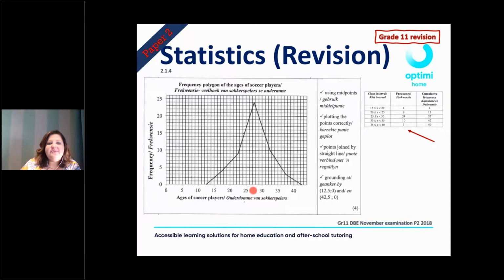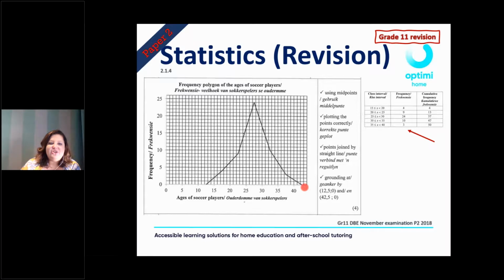Okay. 32.5, which is 10, and then 37.5, which will be 3. So you connect all those points and you draw it down to 0 on both sides into the next class, if there would have been a next class.